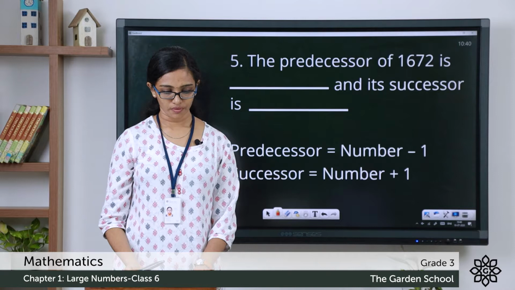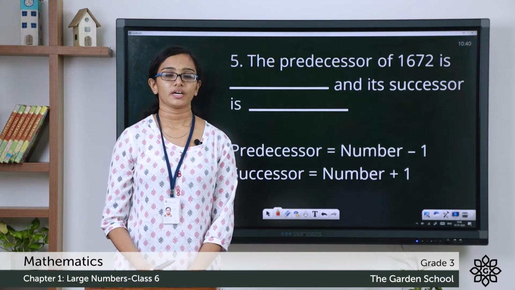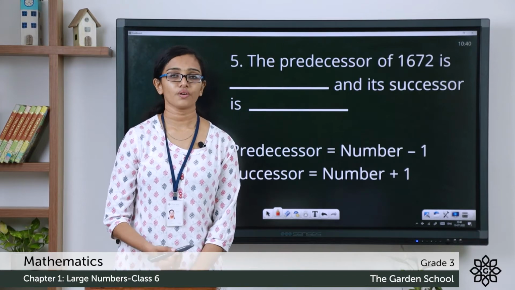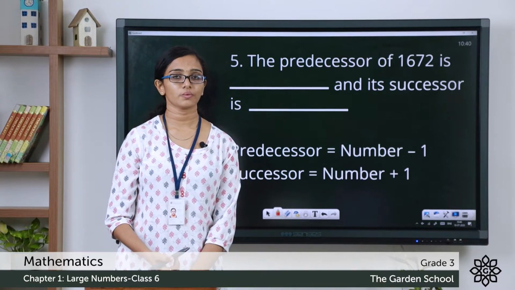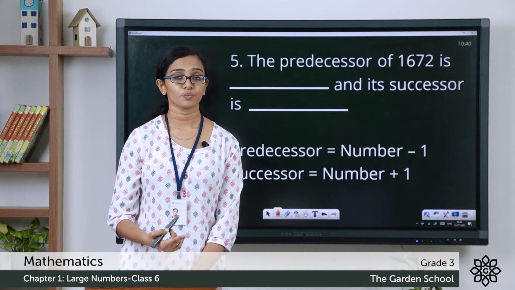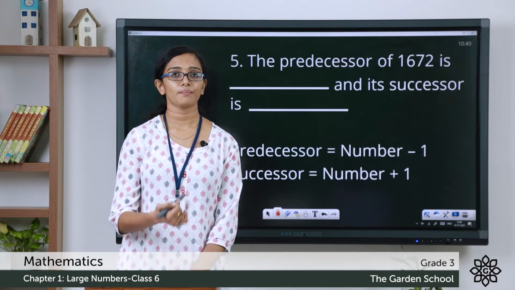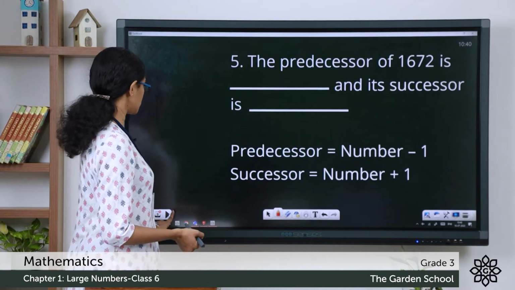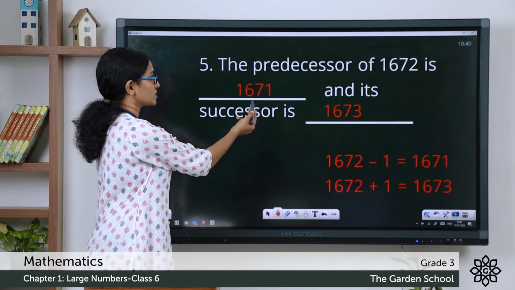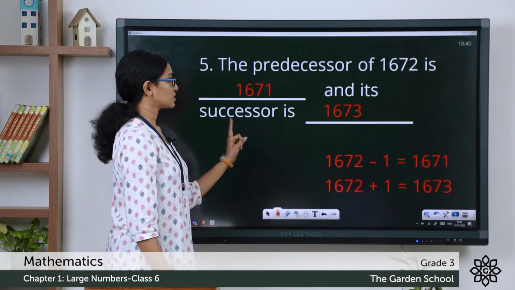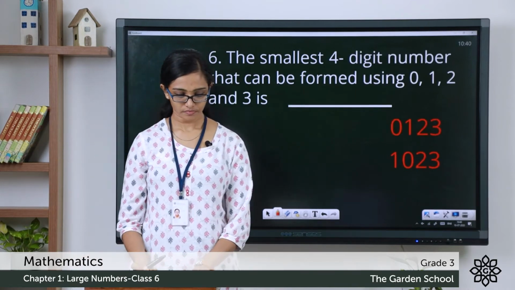Now let's see the next one. The predecessor of 1672 is dash, and its successor is dash. We have learned predecessor of a given number is the number that comes just before it, and successor is the one that comes just after it. So predecessor is the number minus 1 and successor is the number plus 1. With that in mind, let's see the answers. So the predecessor of 1672 is 1671 and successor is 1673.